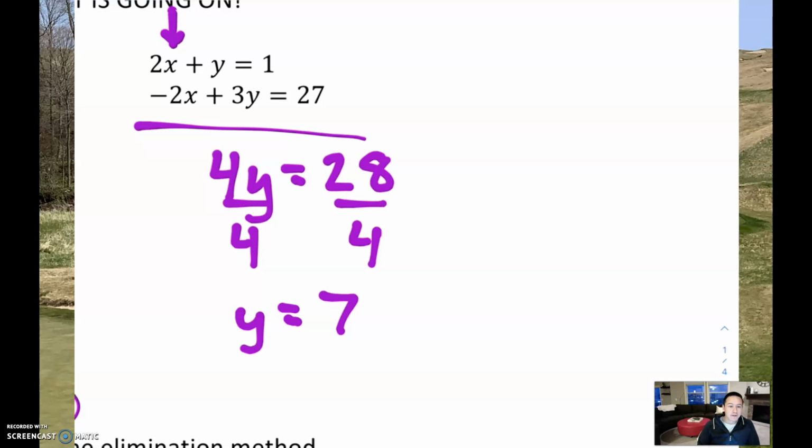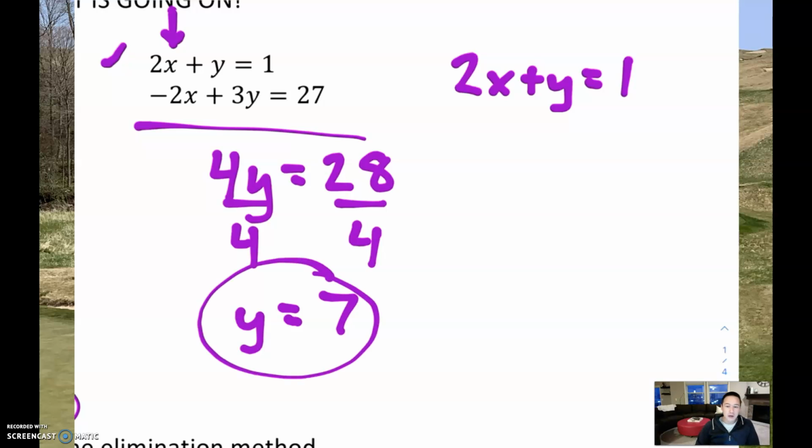Now let's go ahead and solve for x. You can choose the top one, you can choose the bottom one, it doesn't matter. I think this top one looks a lot easier. Let's use the top one. So we're going to start with 2x plus y is equal to 1. And since we know that the value of y is 7, I'm going to replace this y up here with a 7. So the y turns into a 7. And now it's just solving like normal.